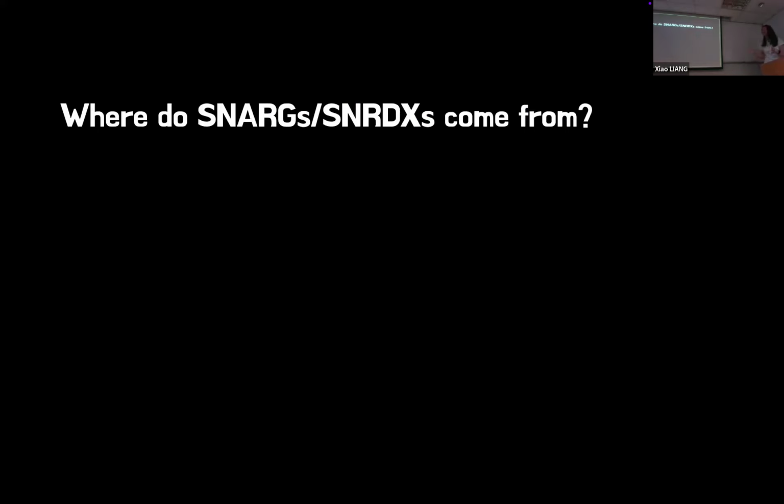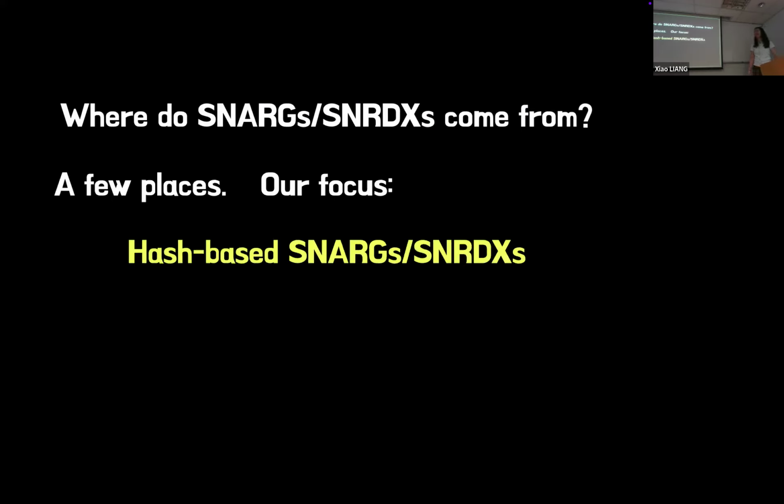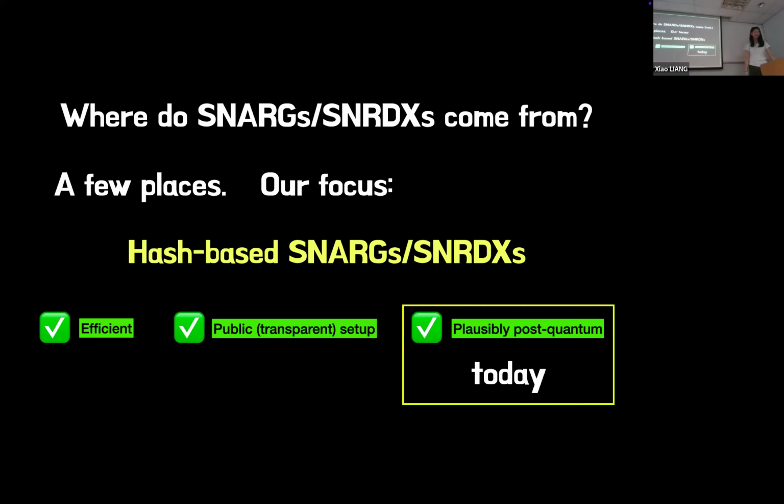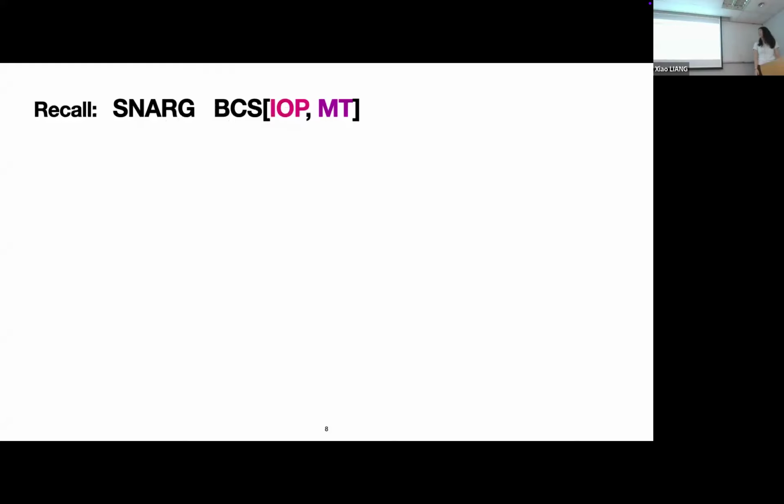Now, where do these objects come from, the SNRGs or these succinct non-interactive reductions? There are a few places, and our focus today would be the hash-based SNRGs and reductions. In particular, these hash-based constructions have a couple of advantages. They're efficient, they have public or transparent setup, and they're plausibly post-quantum secure. And this will be our focus today. So first, let's recall how the hash-based SNRGs are constructed.